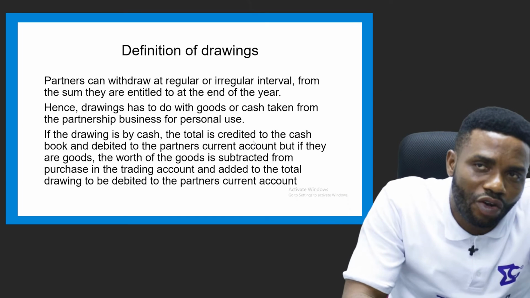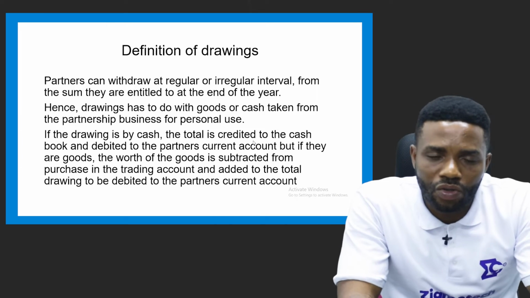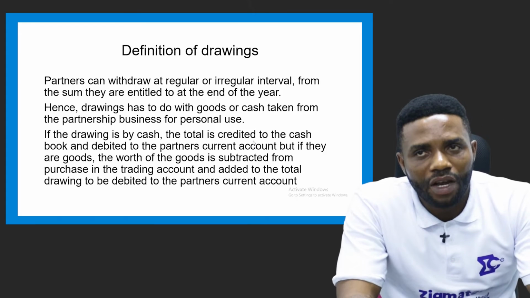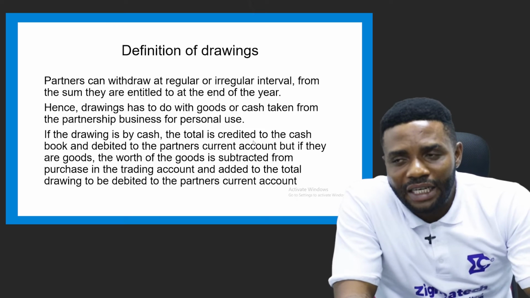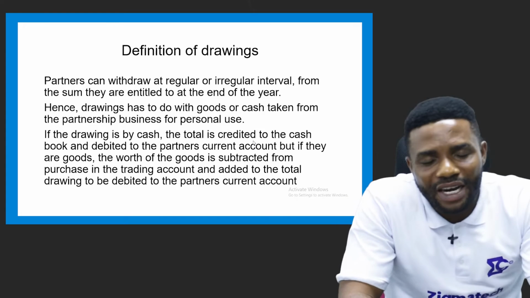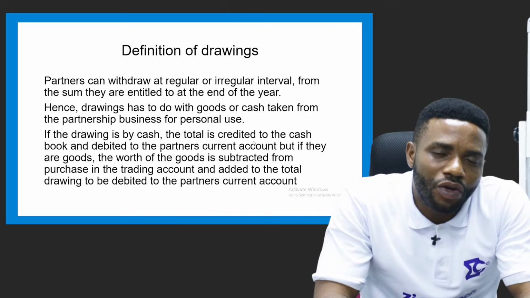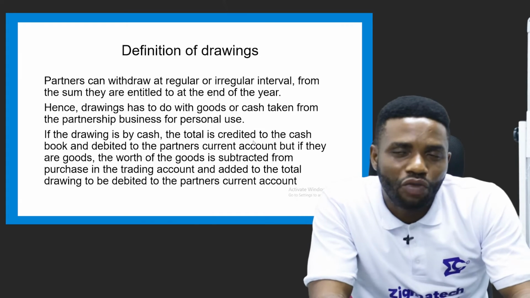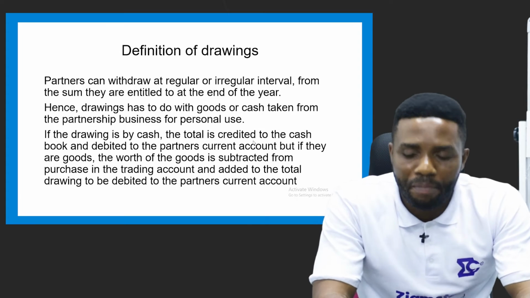I've already explained the concept of drawing, that whenever items, goods, or money are taken from the business for personal use, if it is cash, that amount of money will be credited to the cash book and the corresponding entry will go to the debit side of the partner's current account. It will be subtracted from the take home for the particular partner.